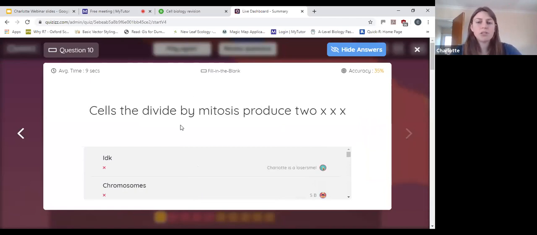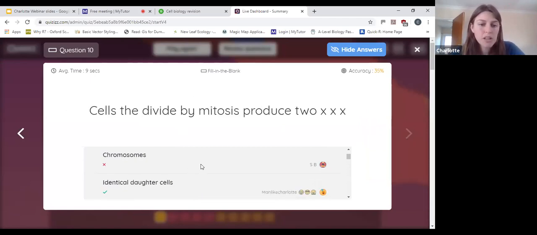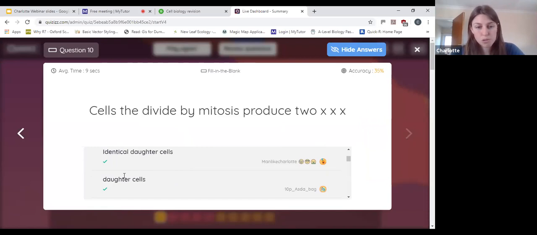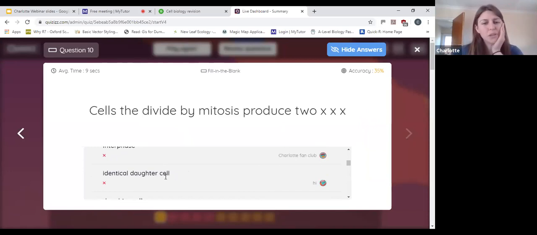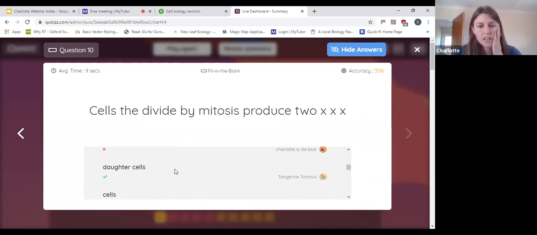Cells that divide by mitosis produce 2 identical daughter cells. Daughter cells, you could have there as well, no problem there. Identical daughter cell, you should have had that, sorry. I can only think of so many combinations when I do this. So it might have been that you just missed the S of cells there. Daughter cell, again, you should have had that. Sorry about that.